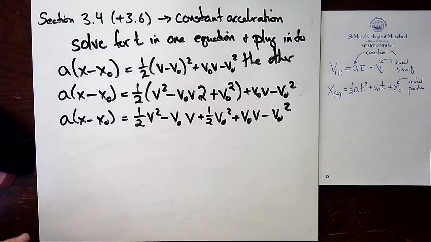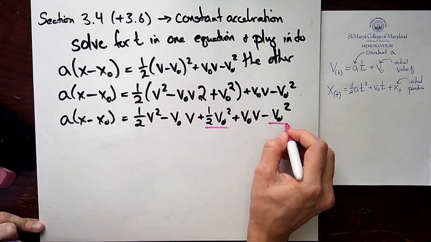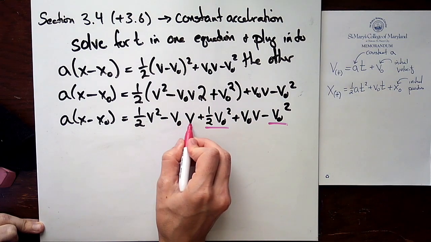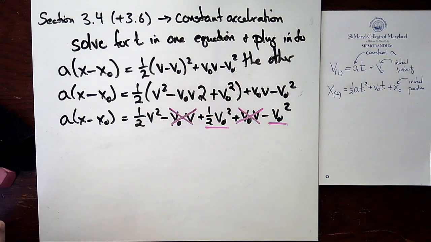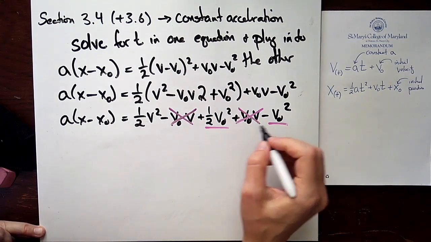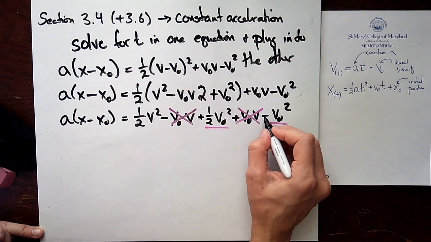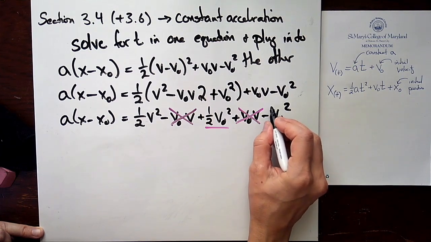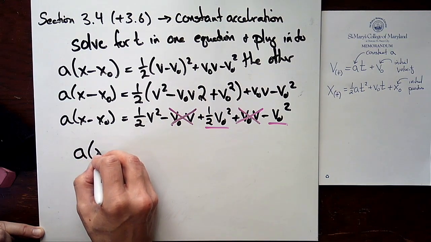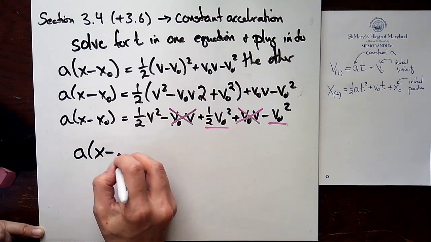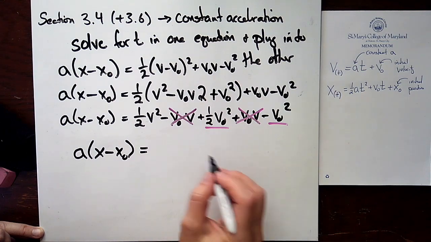Okay, now let's take a look. What do we got? We have some v naught squareds. We have a minus v naught v and a plus v naught v. Those 2 will cancel. And then we're going to go ahead and combine these terms. We have, let's see, 1/2, that's positive, and a minus v naught squared, so that's an implied minus 1, but let's go ahead and rewrite everything. A times quantity position minus initial position, x minus x naught, equals, and double check.